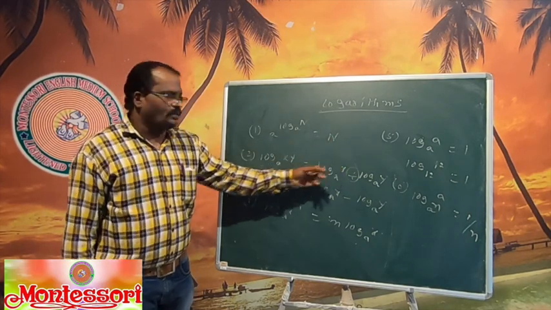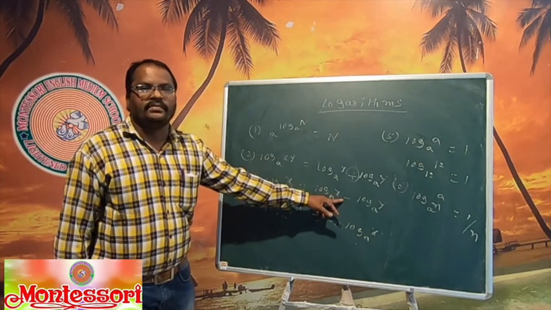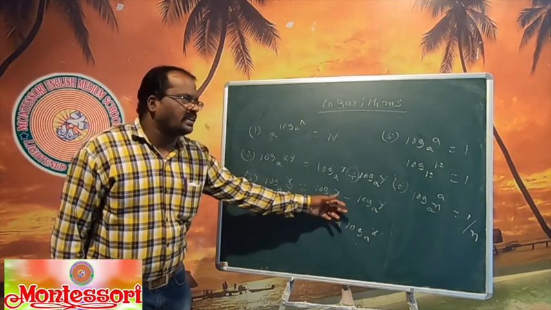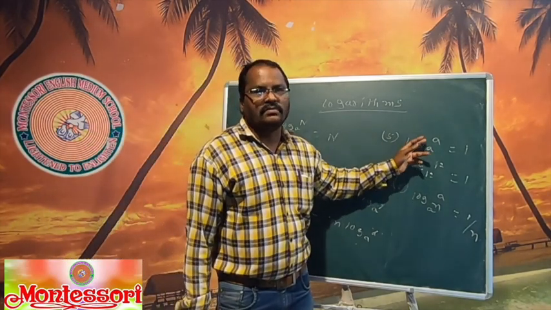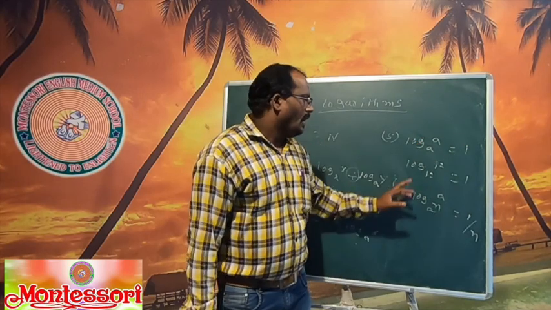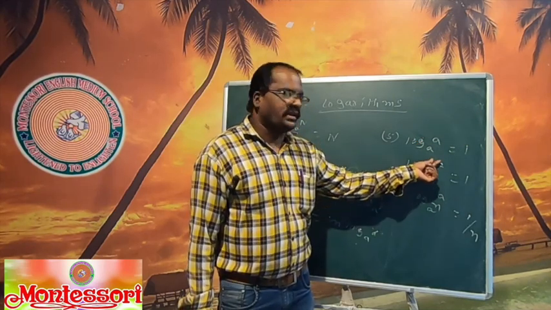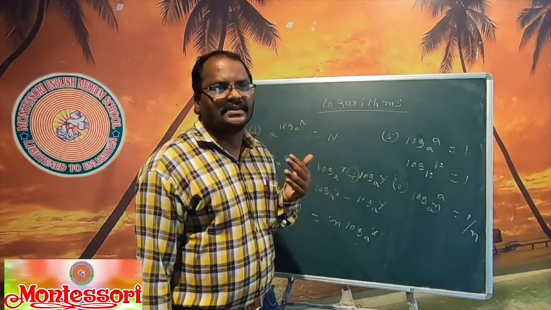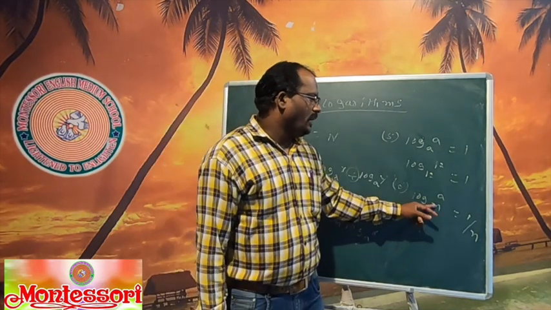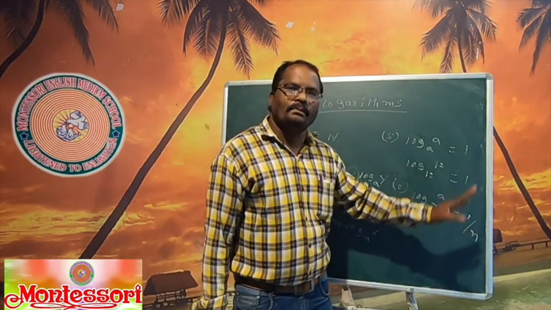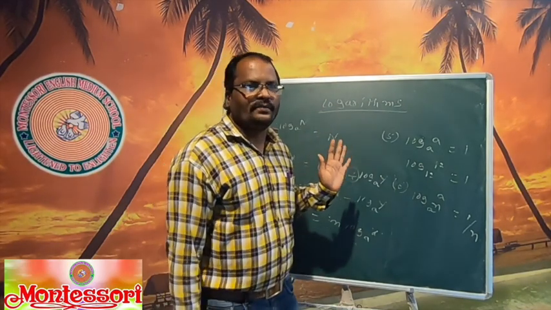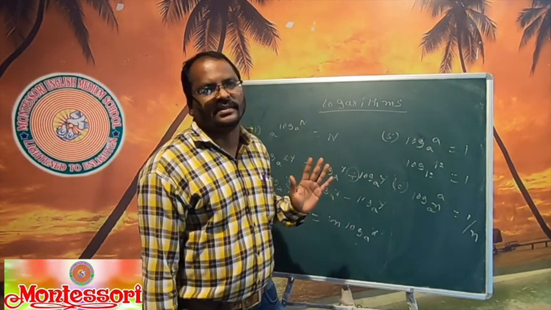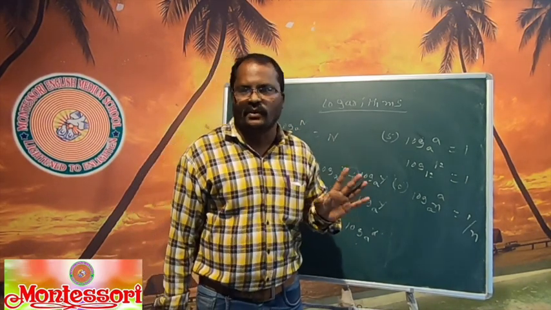Multiplication is positive. Division is the minus symbol. And log of a power x power n is n log a power x. When the base and power are both equal, the answer is considered as 1. For example, log 12 base 12 or log 10 base 10, the base and power are both equal, so the answer is 1. Log of a power n base a, the answer becomes 1 by n. These are the formulas. Whenever you go to the exercise, first follow the formulas, read them and write them in your rough notes.